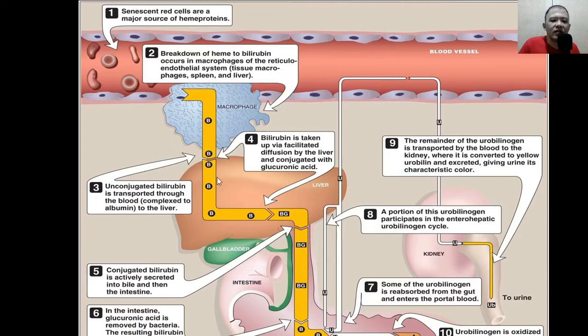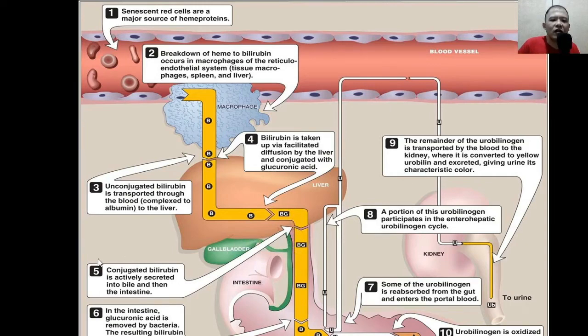Next, it enters the liver and it is being conjugated with glucuronic acid by the enzyme, what enzyme? Glucuronidase or glucuronyl transferase. Okay, why do we need to conjugate? Because it needs to be soluble, because it needs to be dissolved in the bile in order for it to be excreted or stored.